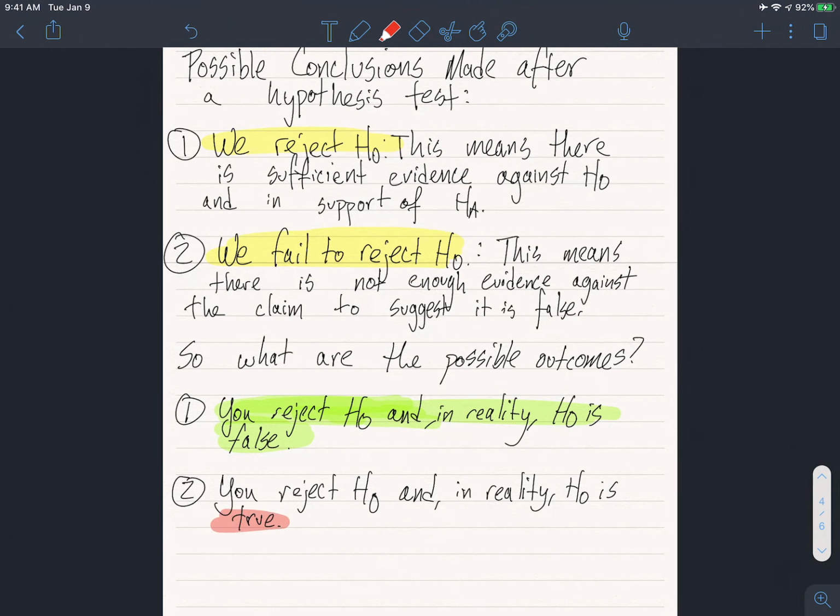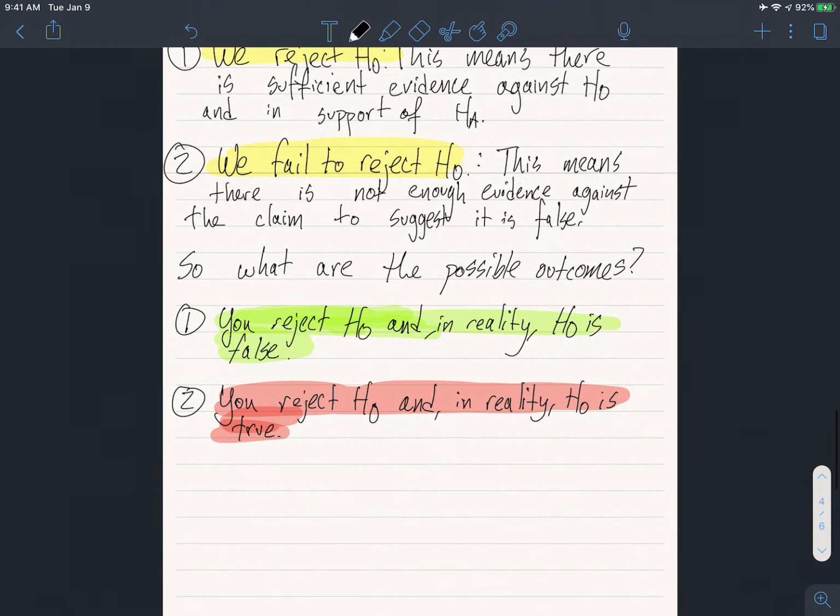This would be bad to do. This can happen, though, in real life, right? I claimed something, you say it's wrong, and it actually was right. There's a special phrase for this. This is called a type 1 error.